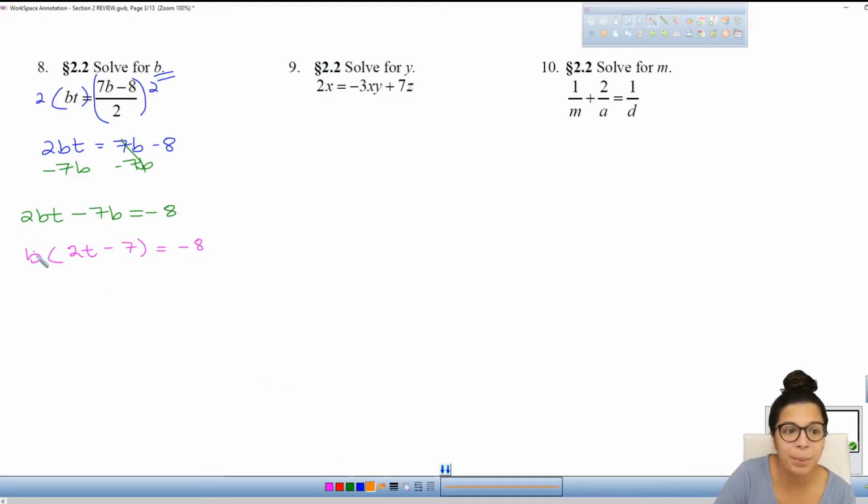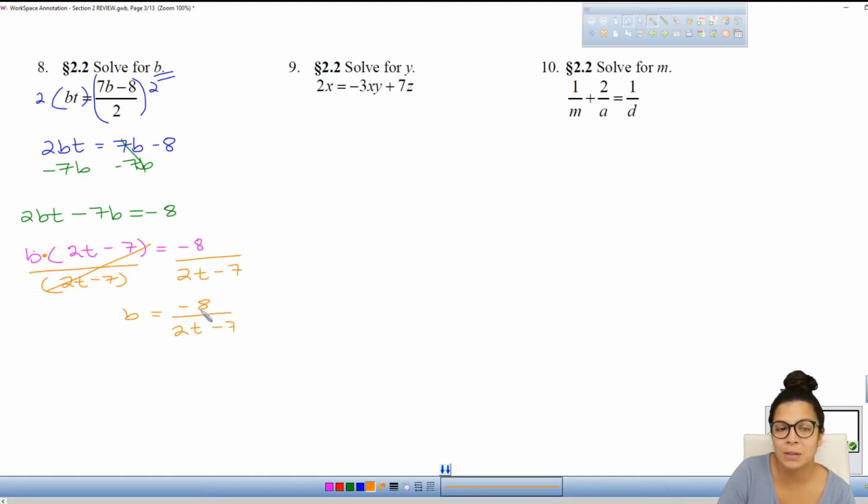Now that I have b multiplying some quantity, right? I don't care what this is, it's in parentheses. I could just go ahead and divide by that quantity. Anything divided by itself will cancel, and I'll get b on the left-hand side by itself. Now, of course, if I did that on the left-hand side, I have to do that on the right-hand side as well. So I do need to divide by 2t minus 7. So I have b equals -8 over 2t minus 7.